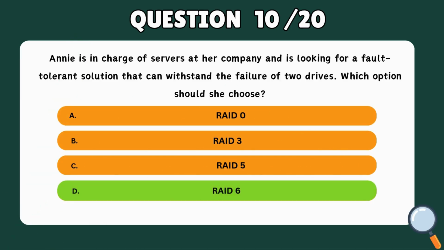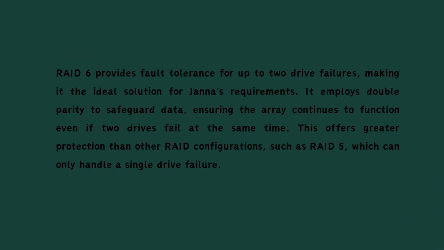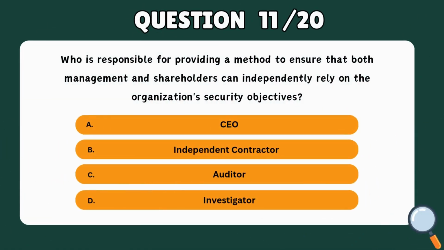Correct answer D. RAID 6. RAID 6 provides fault tolerance for up to 2 drive failures, making it the ideal solution for JANA's requirements. It employs double parity to safeguard data, ensuring the array continues to function even if 2 drives fail at the same time. This offers greater protection than other RAID configurations, such as RAID 5, which can only handle a single drive failure.